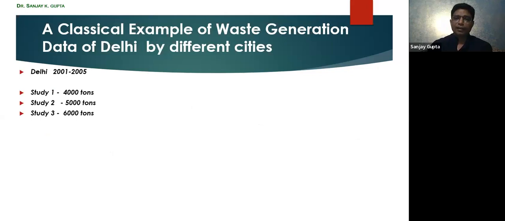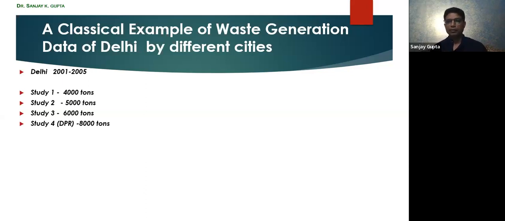A classic example is a study that I did in 2002 to 2005, and I found it very interesting. These studies were done between 2001 and 2005. Study one, which a very reputed academic institute did, said Delhi's waste generation is 4,000 tons. Study two, by a multilateral agency, estimated it to be 5,000 tons. Study three, by another engineering institute given the job of estimating Delhi's generation, put it at 6,000. Study four, by the municipality in their own DPR, put it at 8,000 tons. Now look at the variation in 5 years between 2001 and 2005. It's the Delhi waste generation, 4,000 to 8,000.